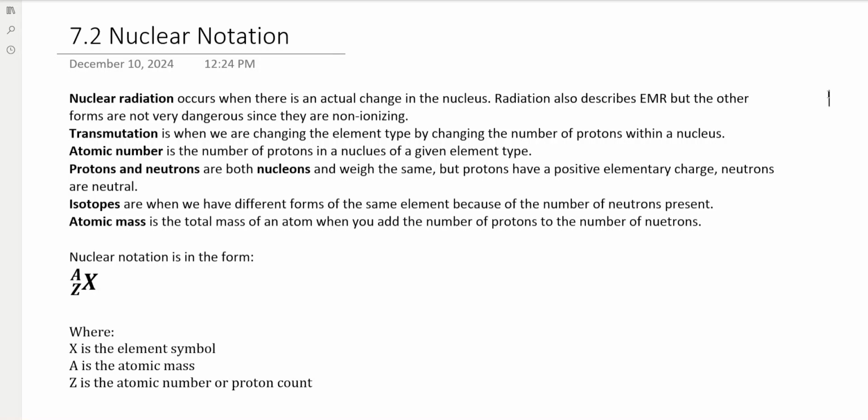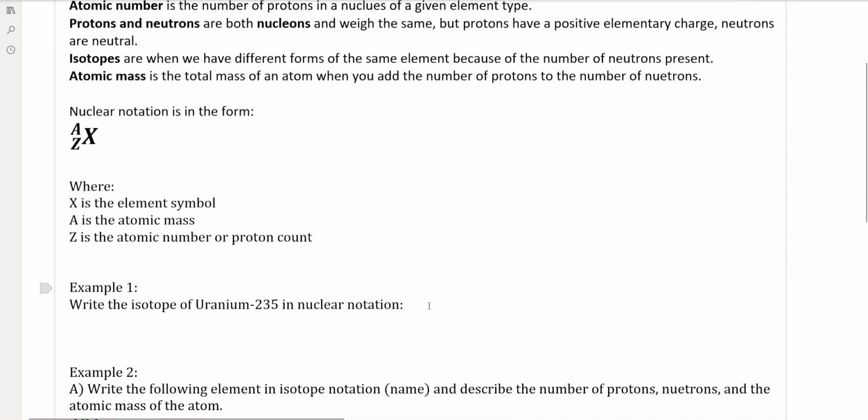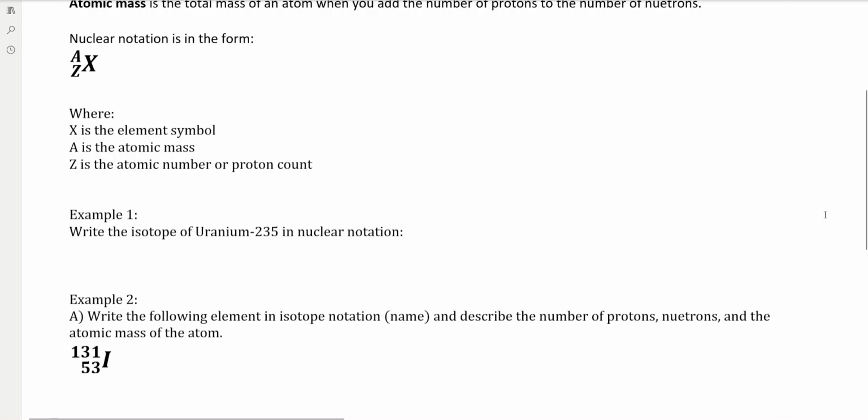Isotopes are when we have two of the same element, but because of the number of neutrons present, they are different weights, basically. So there's the same element, like carbon-14 versus carbon-12. They're both carbon, but one has an atomic mass of 14, one has an atomic mass of 12. An atomic mass, speaking of, is the total mass of the atoms, so basically the number of protons plus the number of neutrons. There's a little bit more detail to that, but we'll talk about that more in the mass defect topic.